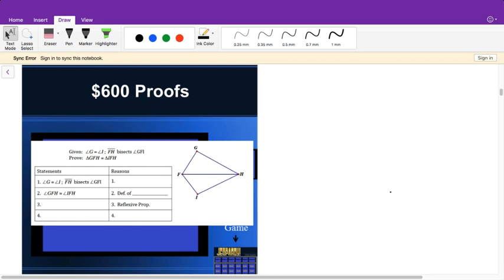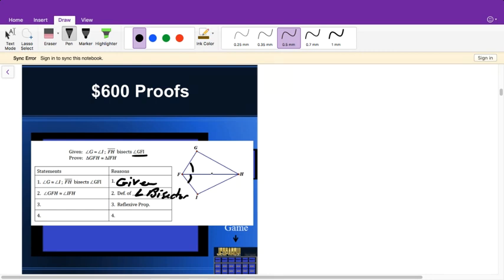All right, for this one, we're going to fill in the blanks. So all this was given to us, so our first reasoning is given. And then it says angle GFH is congruent to angle IFH. So this angle is congruent to this angle. And why were we allowed to say that? Because it told us it bisects angle GFI, so it's the definition of angle bisector.